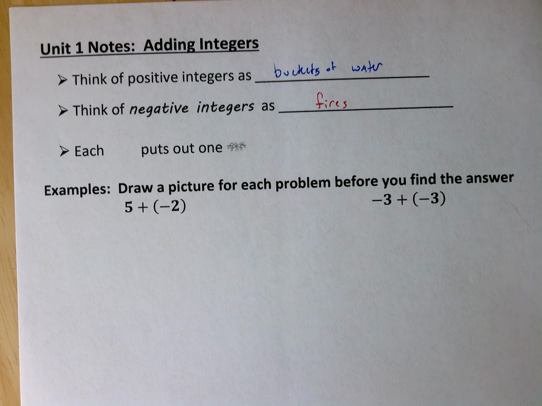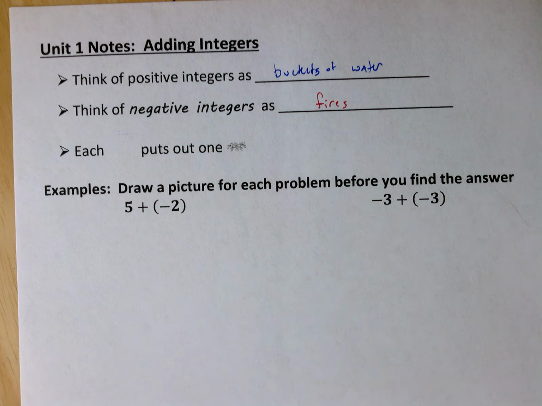So a bucket of water and a fire cancel each other out in the same way that a positive integer and a negative integer cancel each other out. When you take a positive integer and you combine it with a negative integer, they both go away. They both get rid of each other.